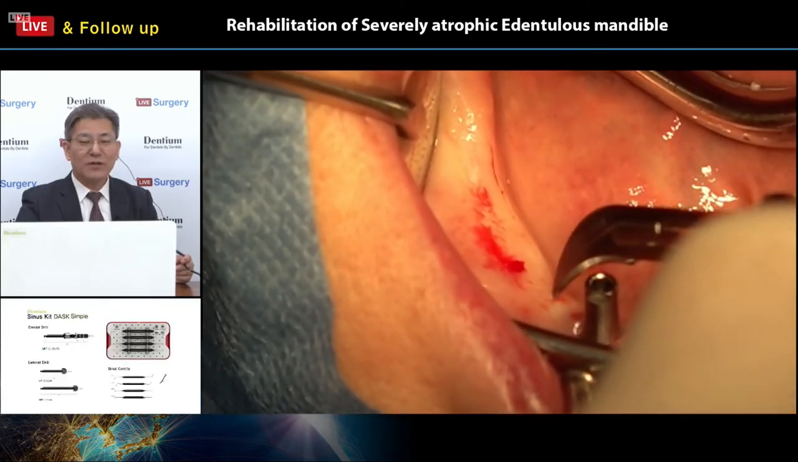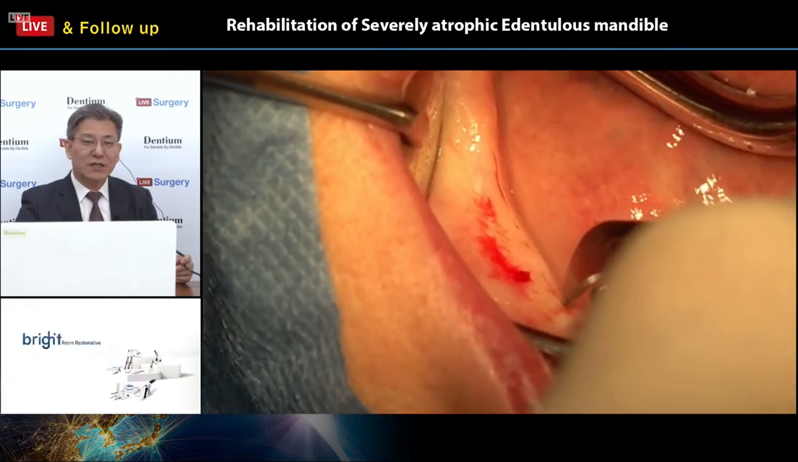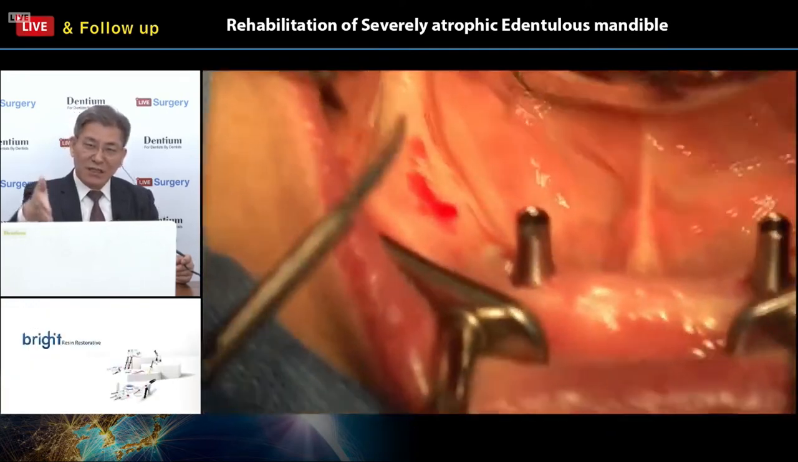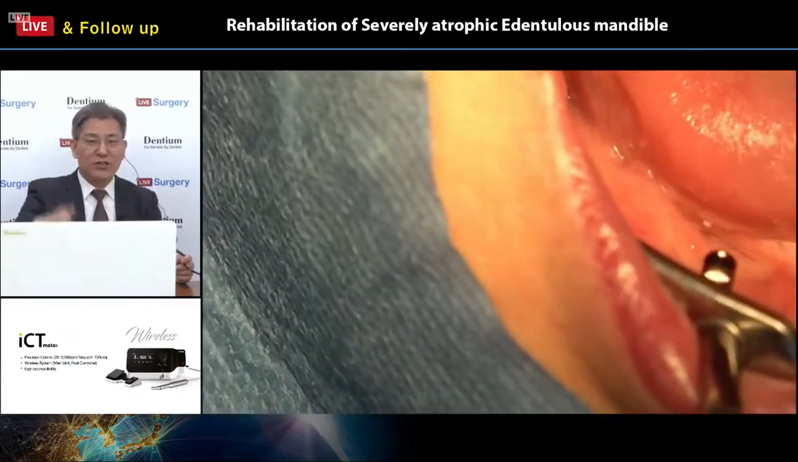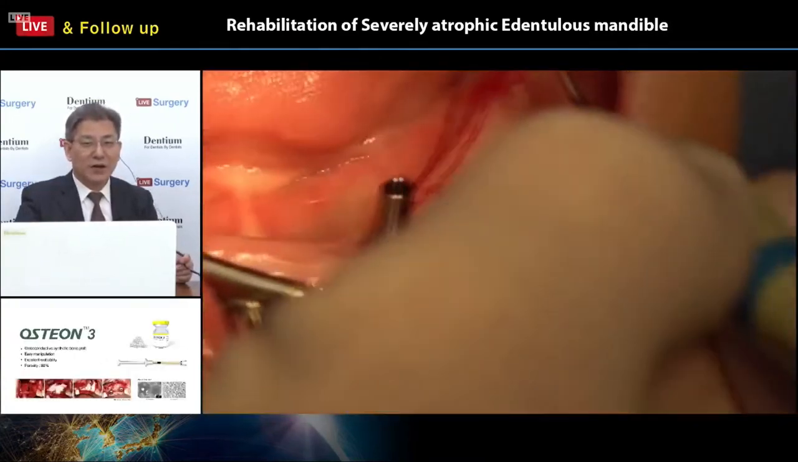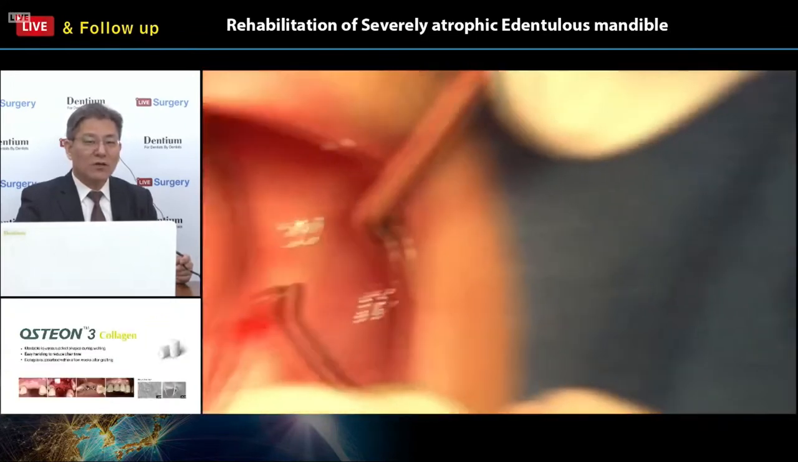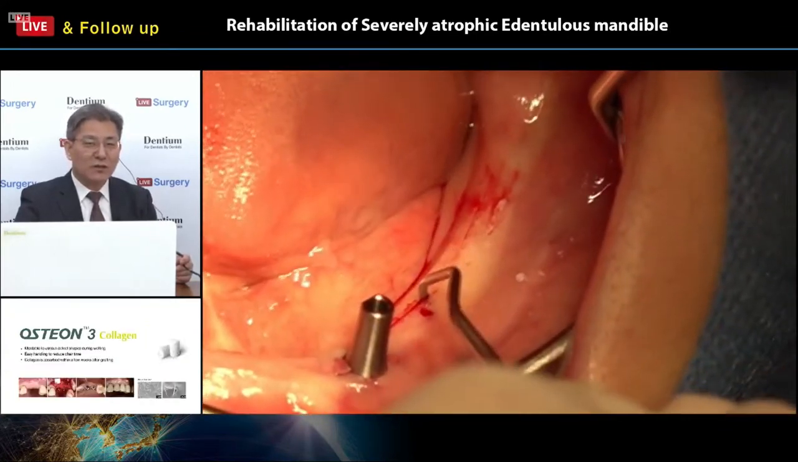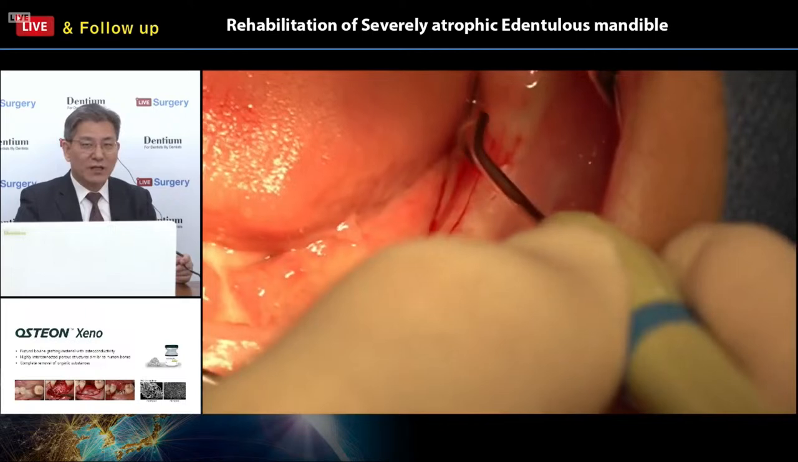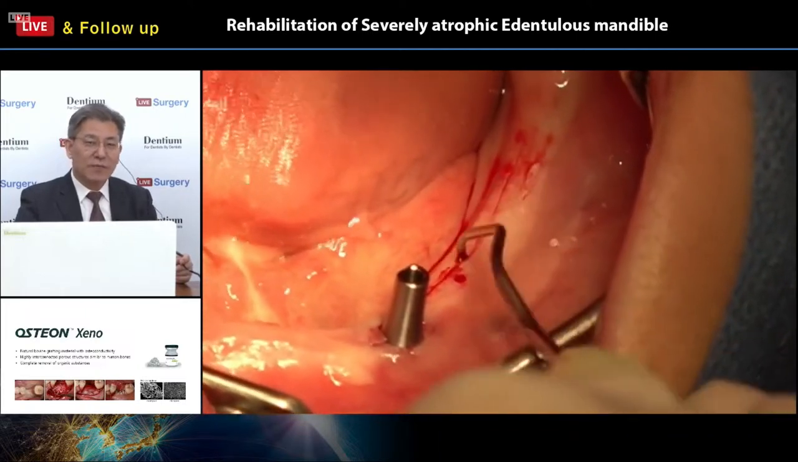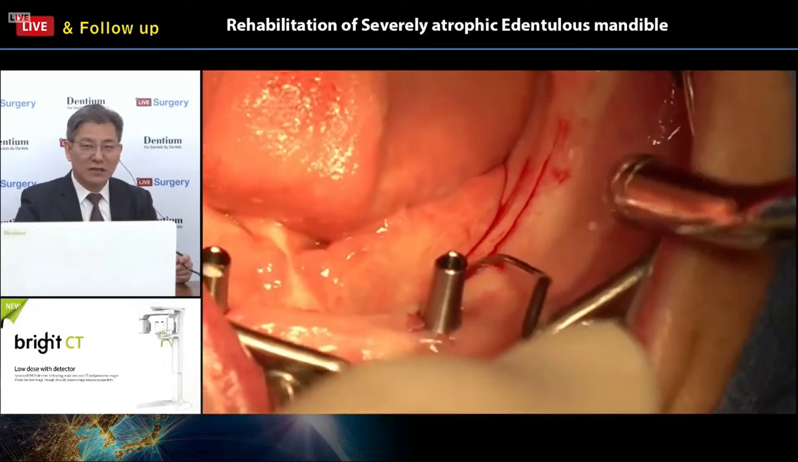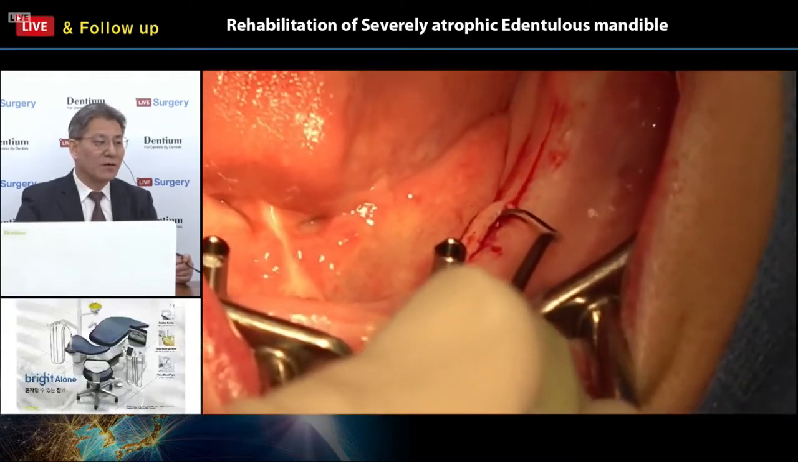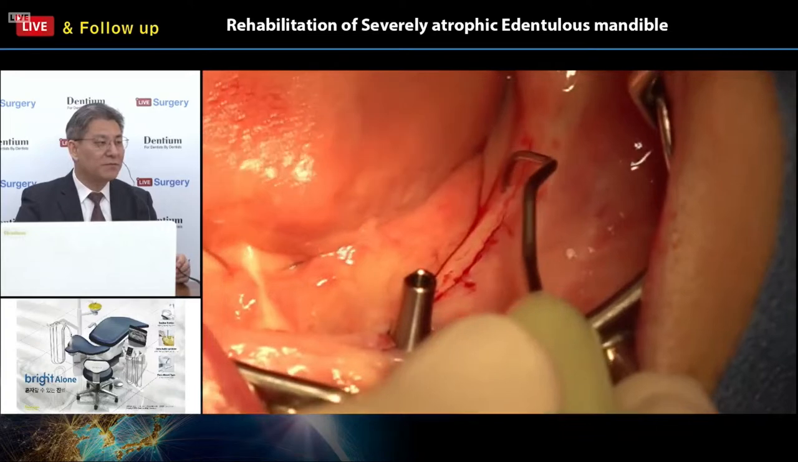At this time point, the continuous clear-cut, one-shot incision skill is very important to minimize trauma to the soft tissues and promote easy reflection of the flap underneath the bone with a full thickness flap.